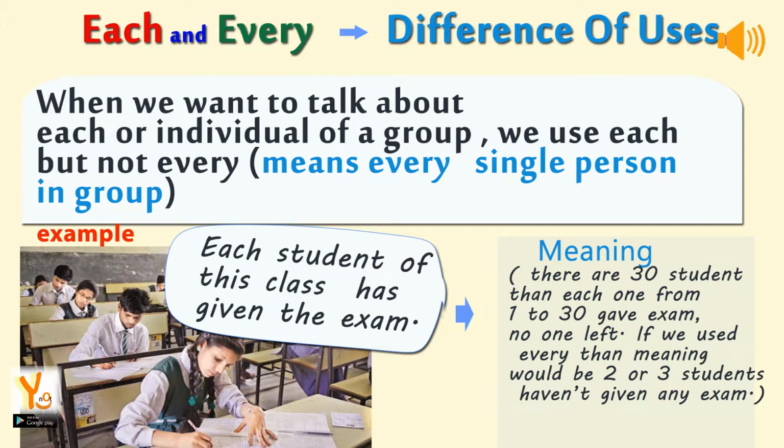When we want to talk about each, or individual of a group, we use each but not every, meaning every single person in the group. For example, each student of this class has given the exam. Meaning, there are 30 students, then each one from 1 to 30 gave the exam, no one left. If we used every, then the meaning would be 2 or 3 students haven't given the exam.